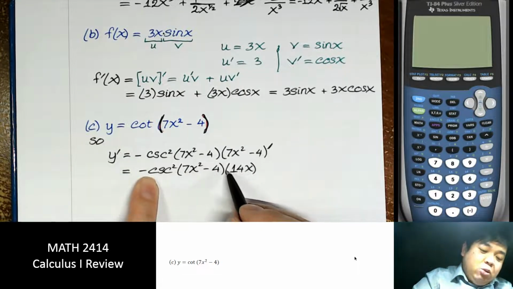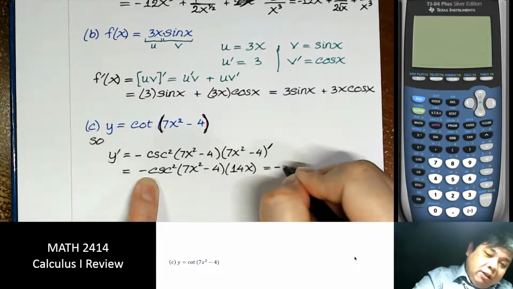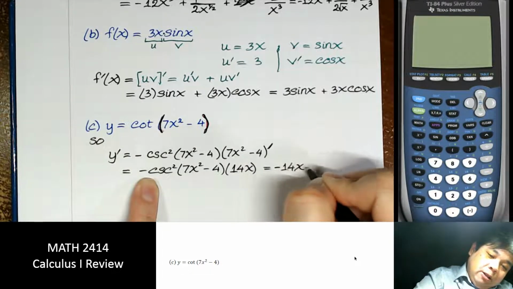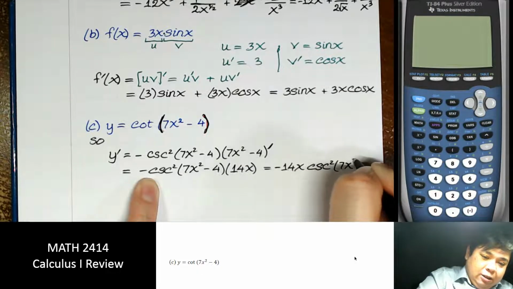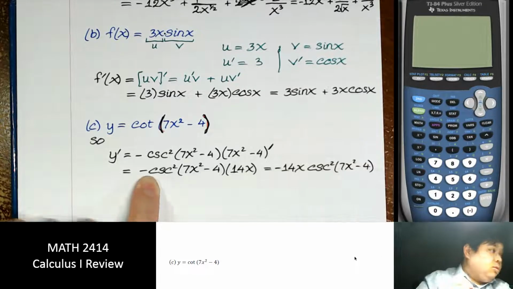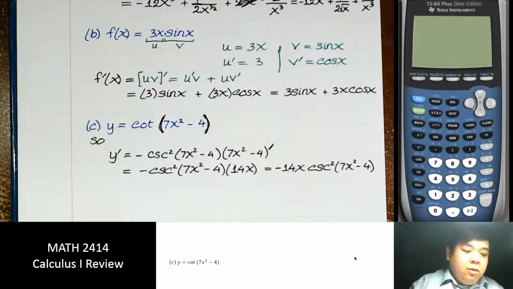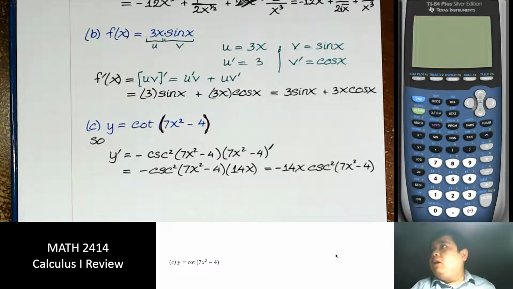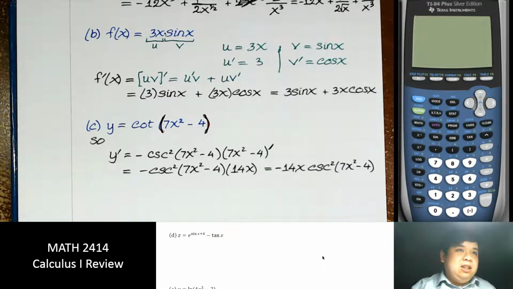And that's it, except the 14x here by itself we can always move in front. So in that case, we don't have to write the parentheses around it. Then we have cosecant squared. So that is the chain rule, and we have a lot of chain rule here.